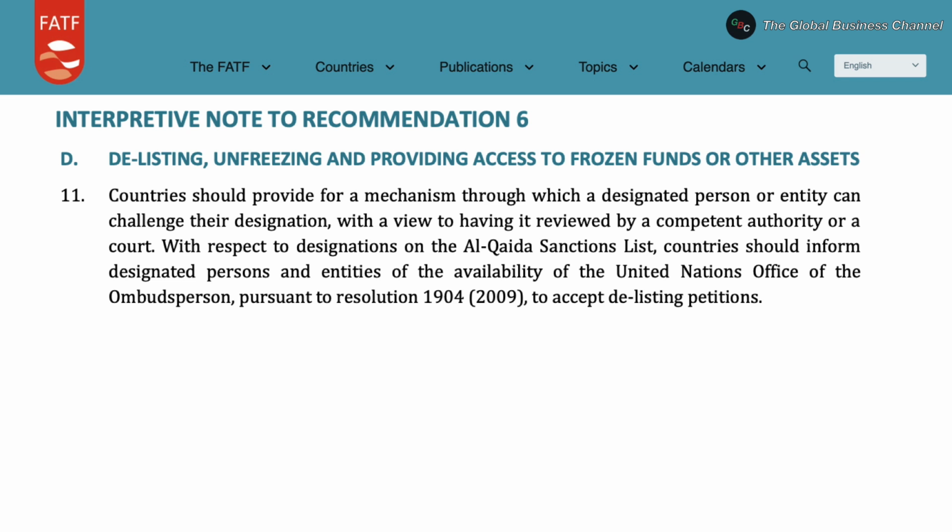And Interpretative Note 11, still once again on the same subject matter, asserts that countries should have a system allowing designated individuals or entities to challenge their designation and seek a review by a competent authority or court. For designations on the Al-Qaeda sanctions list, countries should also inform those designated about the option to file delisting petitions with the United Nations Office of the Ombudsperson as per Resolution 1904 of the year 2009.